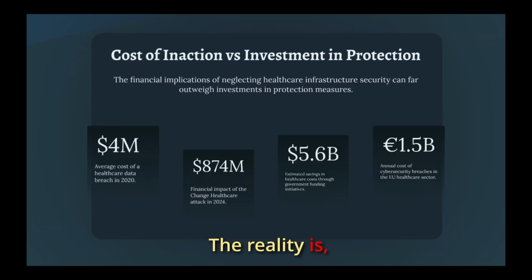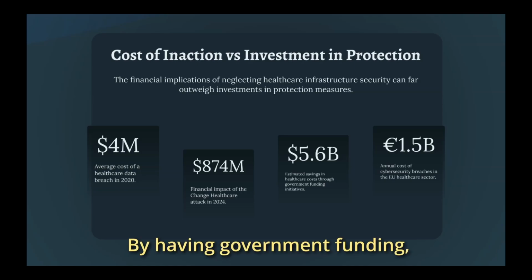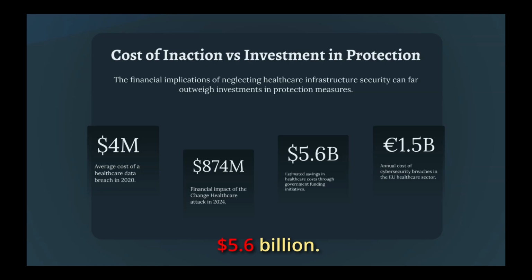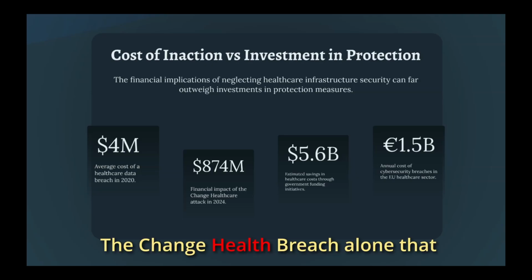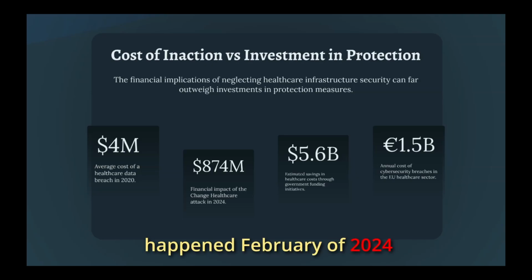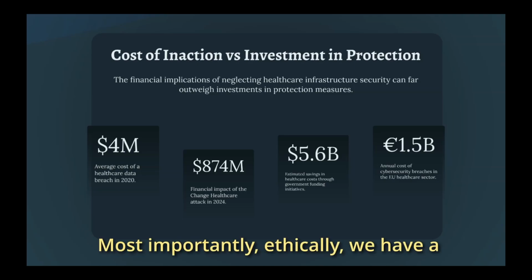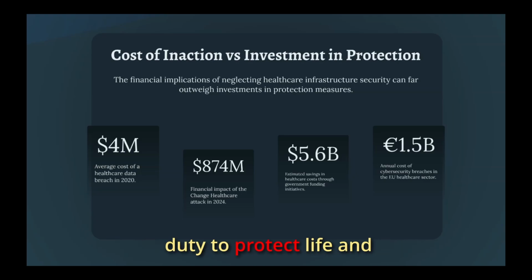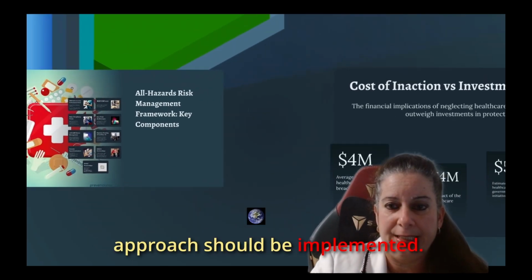Now, the reality is, to address these concerns, the statistics you see here on the screen speak overwhelming volumes. By having government funding, lives will be saved and money will be saved, an estimated $5.6 billion. The Change Healthcare breach alone that happened in February of 2024 is expected to cost $874 million. Most importantly, ethically, we have a duty to protect life and safety, and so the right approach should be implemented.